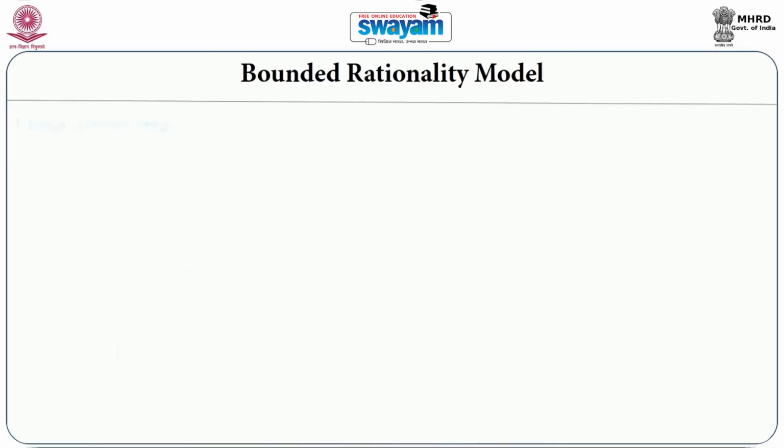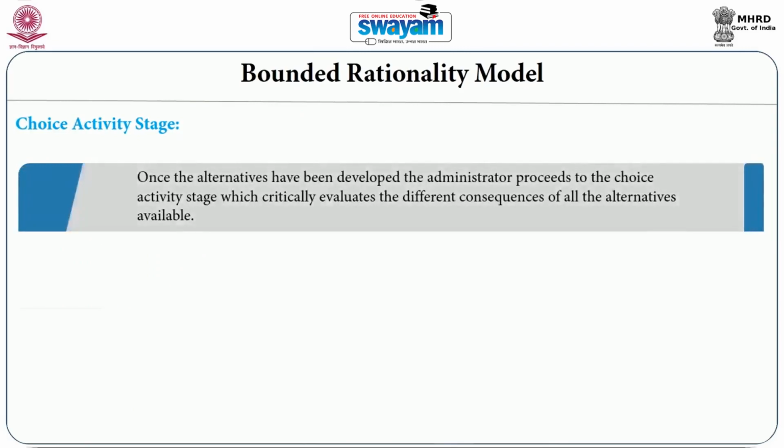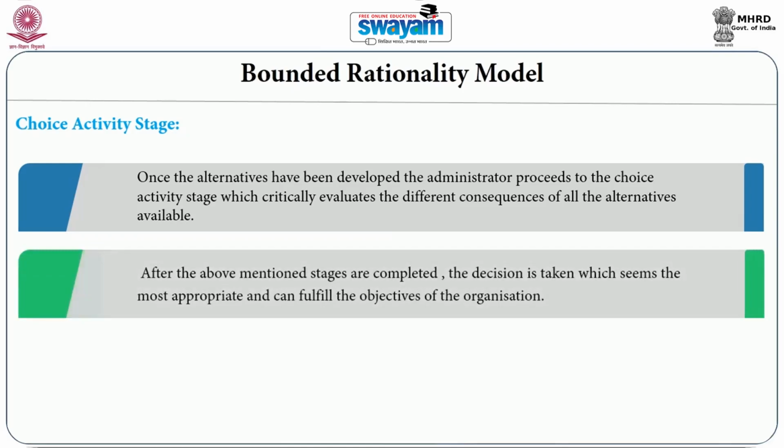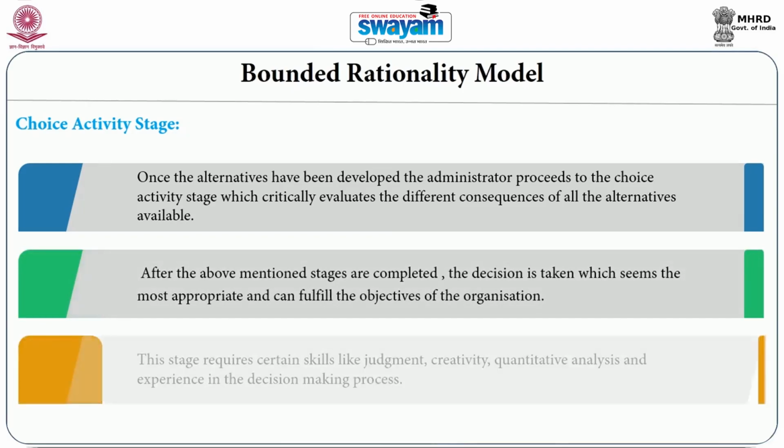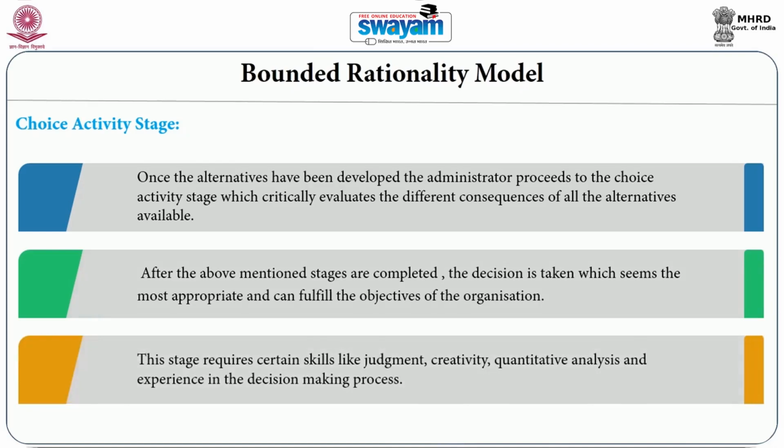This is choice activity. Once the alternatives have been developed, the administration proceeds to the choice activity stage, which critically evaluates different consequences. After the above mentioned stages are completed, the decision is taken which seems most appropriate and can fulfill objectives of the organization. The stage requires certain skills like judgment, creativity, quantitative analysis, and experience in the decision-making process.